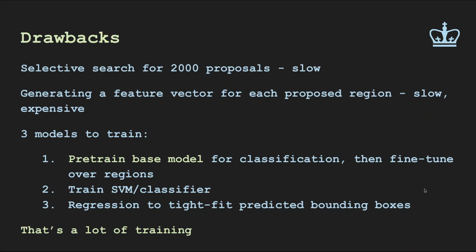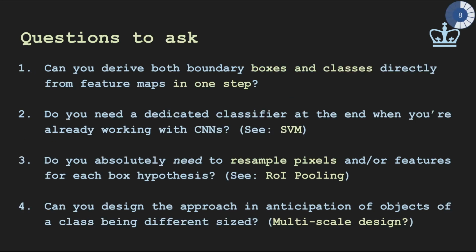Okay, so having looked at the earlier architectures like the RCNN, we're now in a position to take stock of what we've learned and try to see what kind of questions we have to ask to be able to pick a better object detection pipeline. The first question you want to ask is regarding efficiency. Can you derive boundary boxes and their respective classes directly from the feature maps in one single shot? Secondly, you have to wonder why use an SVM when a softmax layer will do.